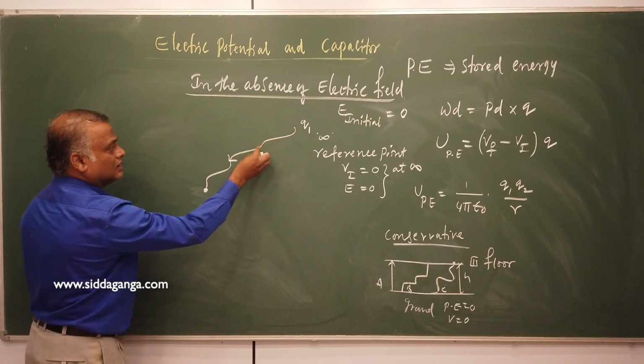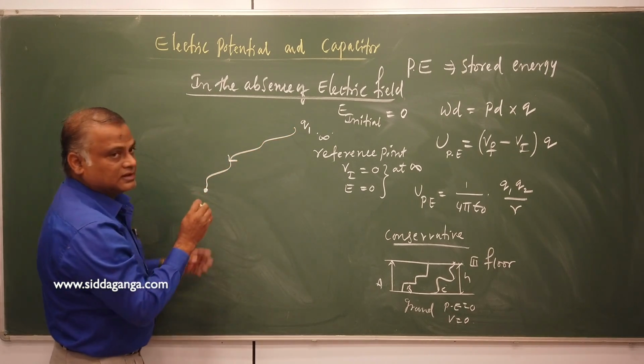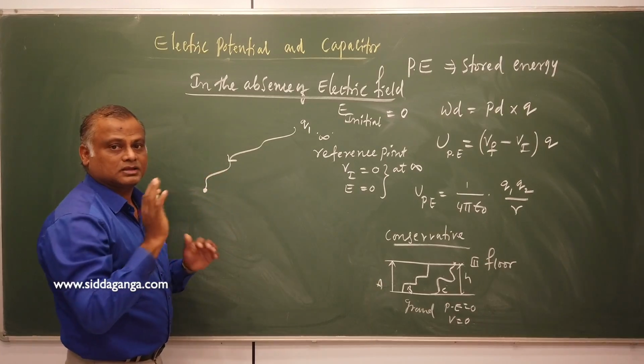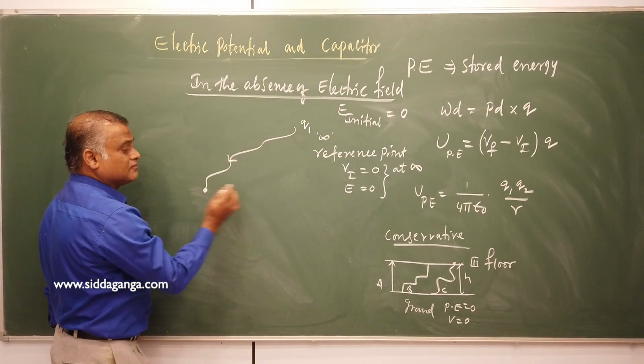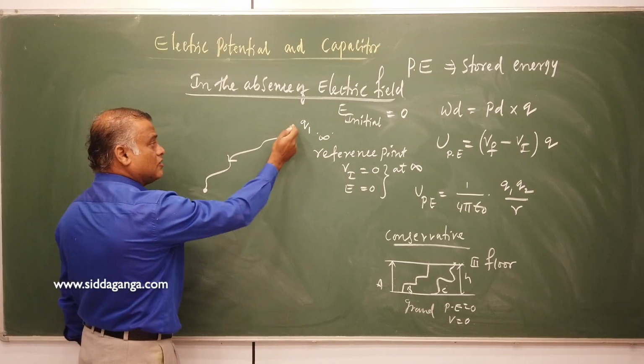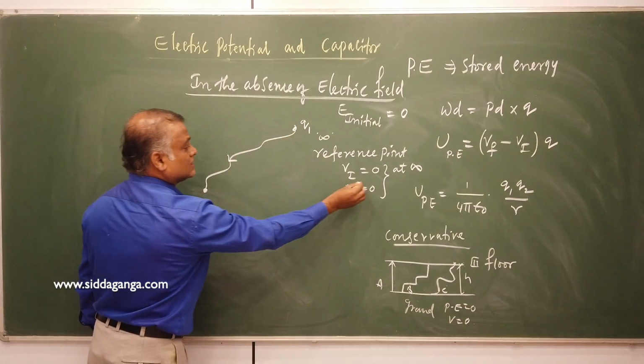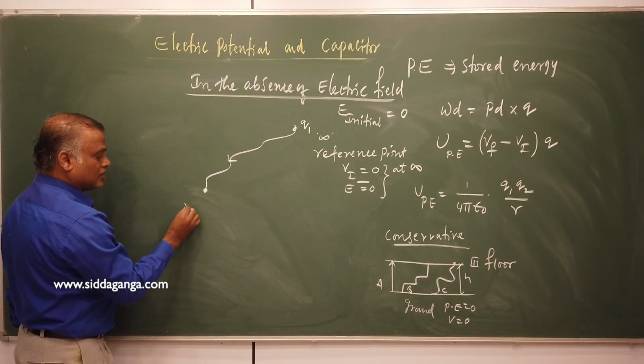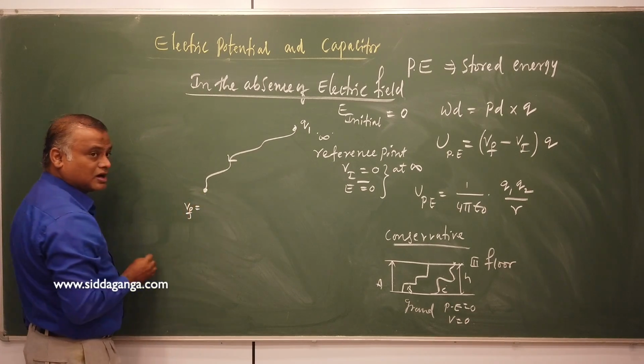This zigzag path, you must feel that it can be carried in any path. Does not depend on the path. Work done by the conservative field does not depend on the path how you carry. Depends only on the initial point and the final point. This is the final point now.